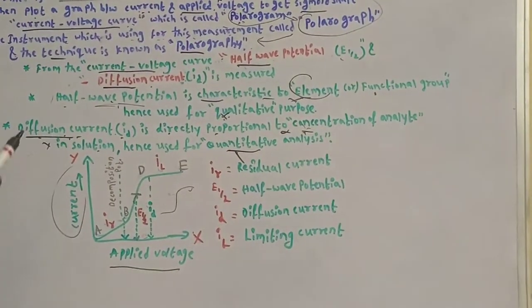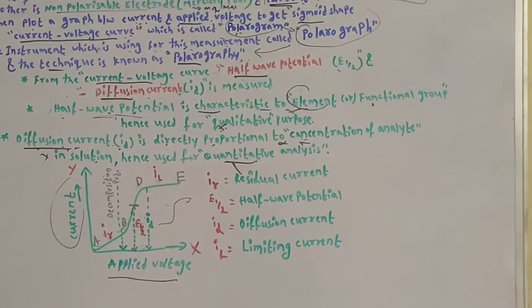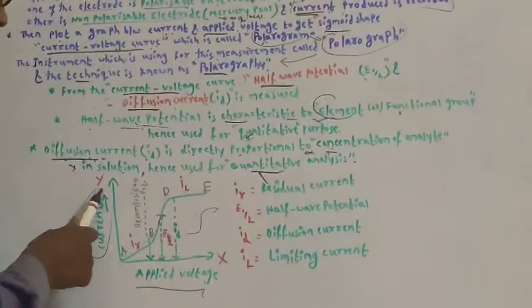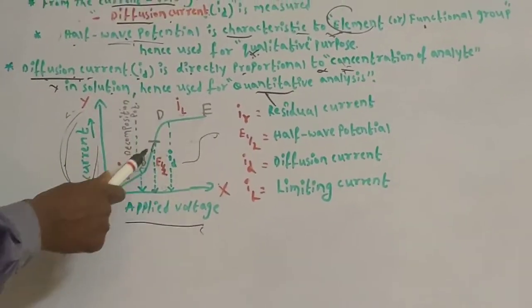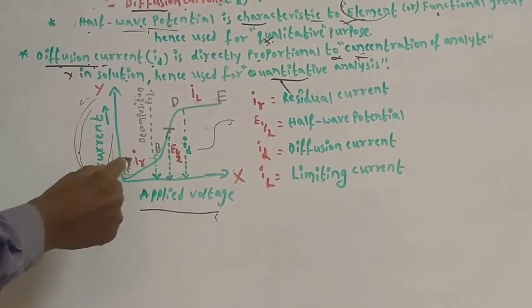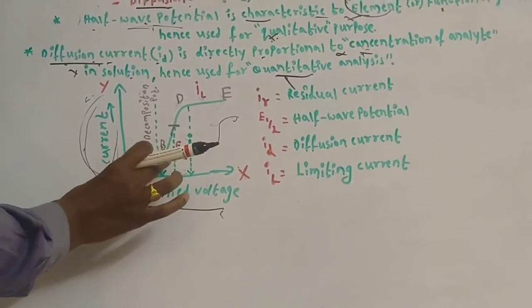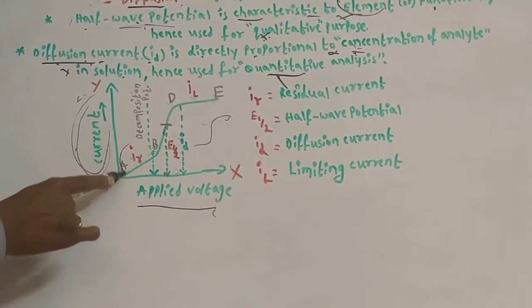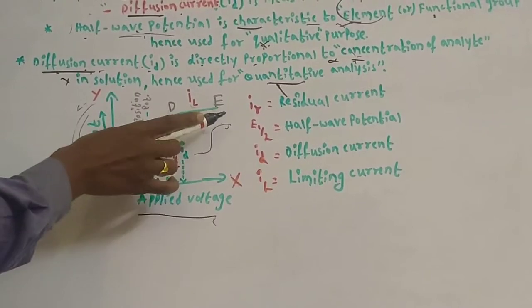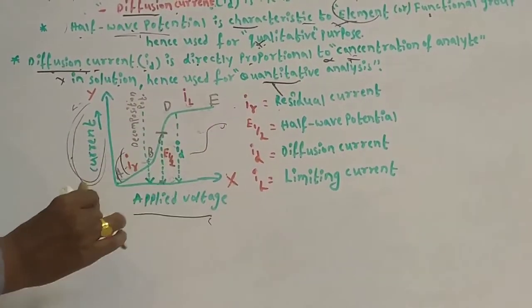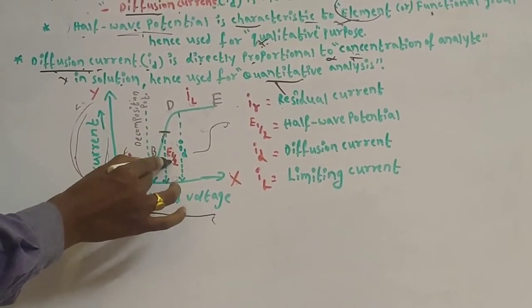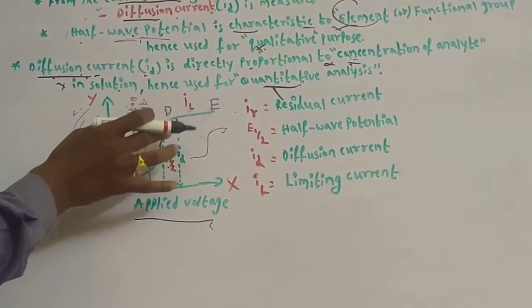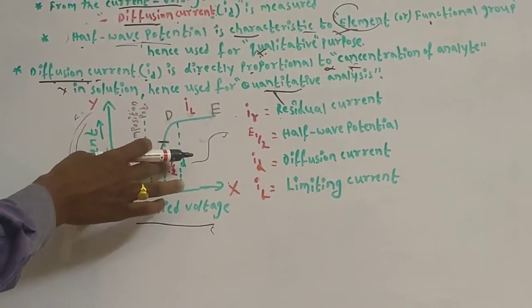Once you look at the graph, the applied voltage is on the x-axis and the current on the y-axis. We have to measure the current which is produced in the solution. You will get a sigmoid shaped curve. You can observe here from A to B, a small current is produced. That is I suffix R, which is known as residual current. Then here, this is known as half-wave potential, E suffix half, which is specific to the functional group.